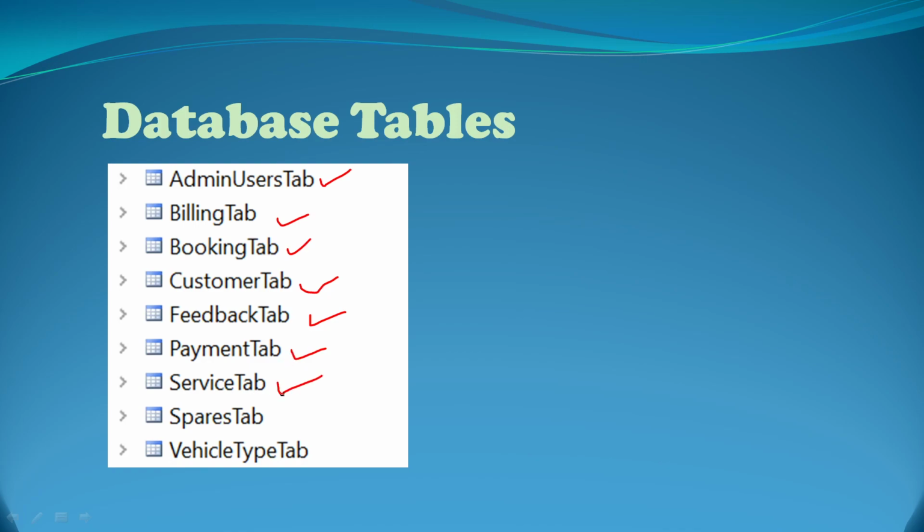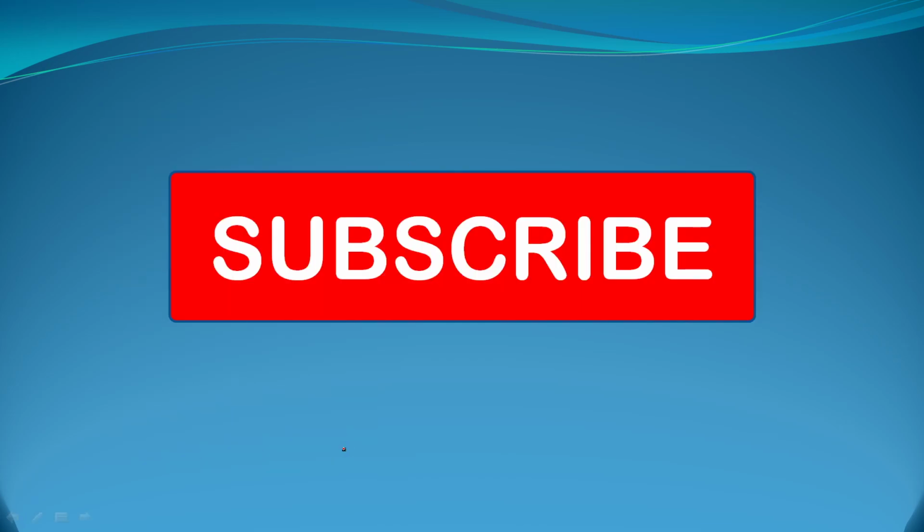Service table, what services are available. Spares table, these are the spares available. Vehicle type, so what are the different vehicles they do service. So these are the tables, and we store the corresponding data in each table.